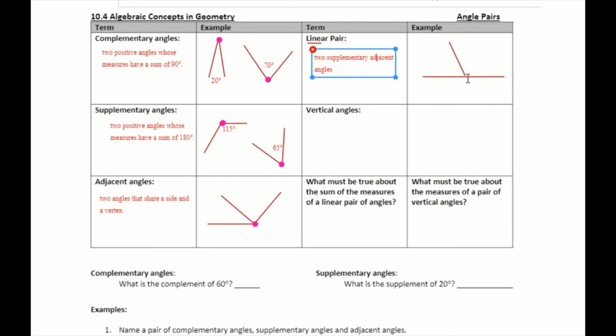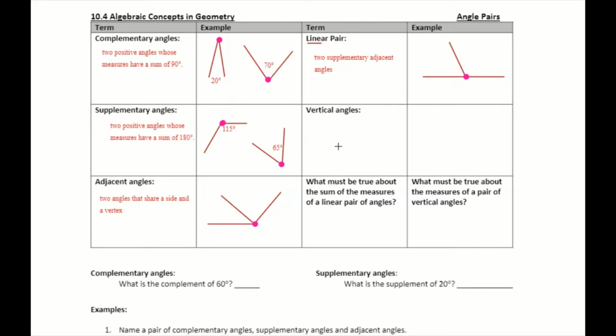Okay, so in this case, these would be exactly that. They share a vertex, they share a side, and the two other sides form a line, which is why you call them a linear pair, so they should add up to 180. Recall that one full revolution is 360, so half a revolution would be 180 degrees. A quarter of a revolution is 90. So those are your important angle measures just to recall off the top of your head.